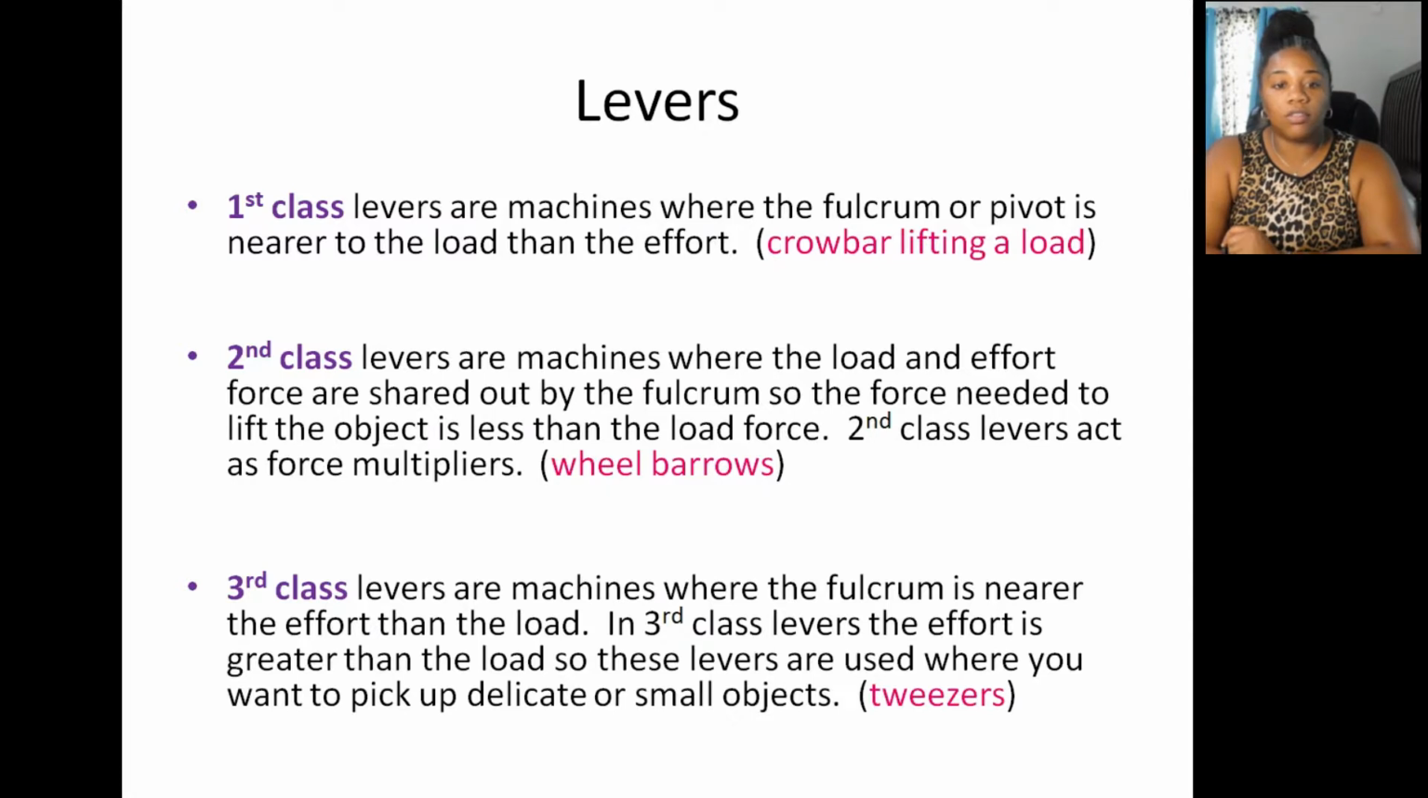A first class lever is a machine where the fulcrum or the pivot is nearer to the load than the effort. An example of that would be the crowbar lifting a load. Second class levers are machines where the load and the effort are shared out by the fulcrum. So the force needed to lift the object is less than the load force. So we have wheelbarrows, which are second class levers, right? And these act as force multipliers. Third class levers are machines where the fulcrum is nearer the effort than the load, and an example of this would be tweezers, right? Third class levers are often used to remove very delicate or small objects.